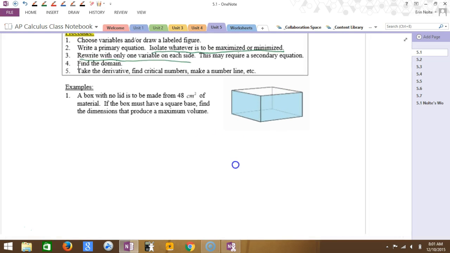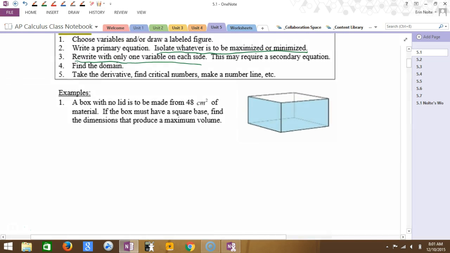Okay, so for example 1, we have this box with no lid, and it has 48 centimeters of material. If the box must have a square base, and that's important information, square, find the dimensions that produce a maximum volume. The first thing that we want to do is come up with the equation that has to do with the material.